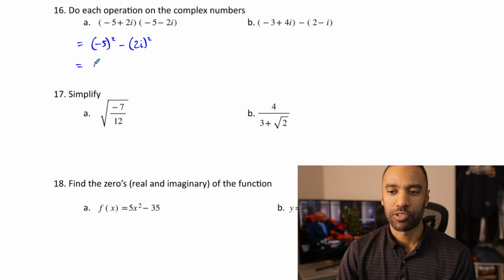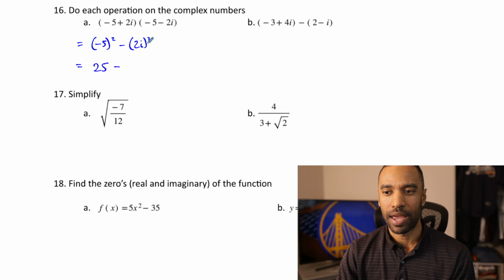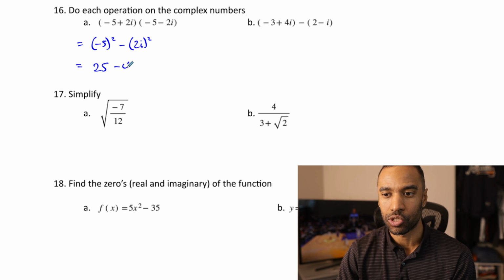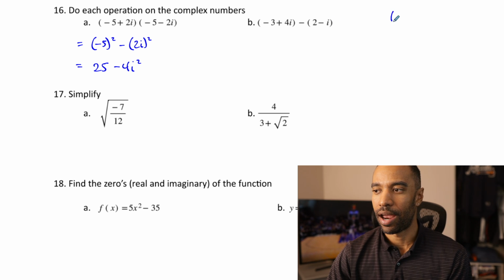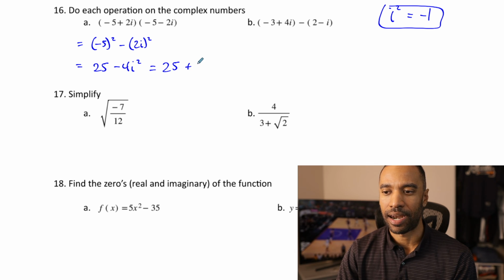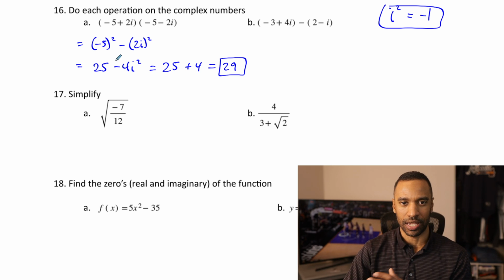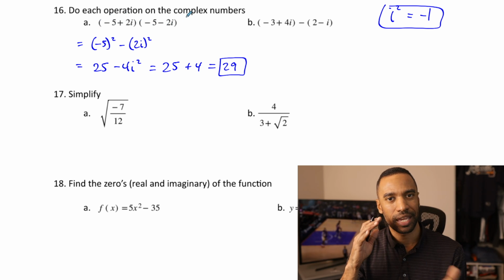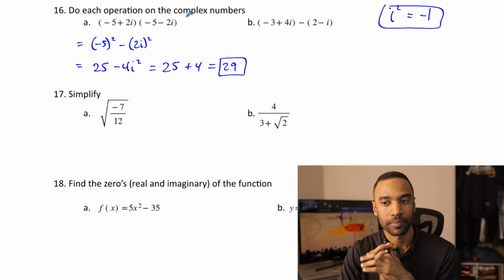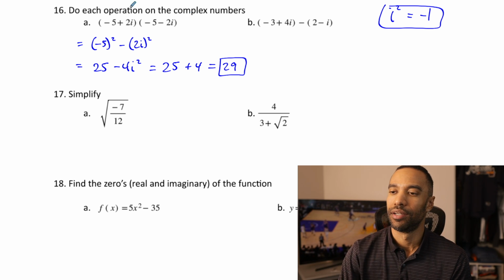Now, negative 5 squared is 25. However, right here, you got to be careful because 2i, quantity squared, is 4i squared. But i squared is negative 1. So when I'm subtracting 4i squared, I'm really adding 4. It becomes a real number. This is the whole point of complex conjugates. A minus b, a plus b. It cancels out imaginaries, irrationals, things like that. We get 29.